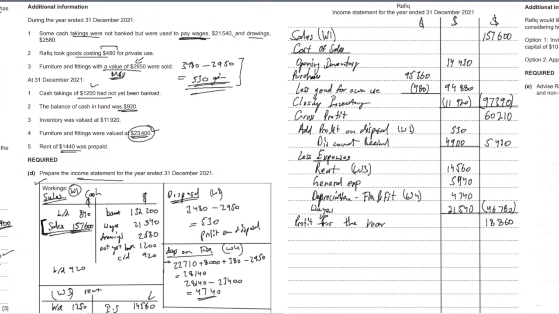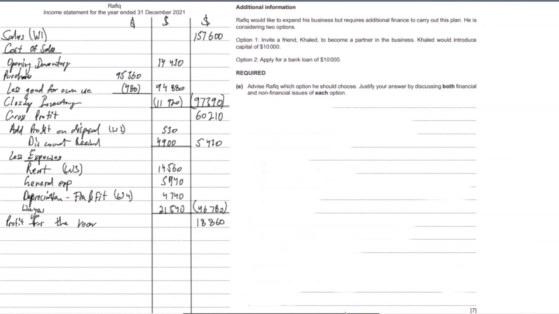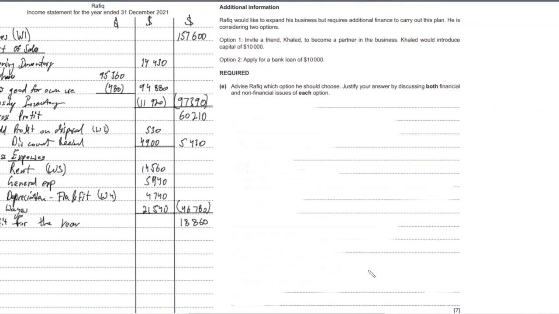Okay, so there is a liquidity problem apparently. That's why I guess he needs a loan, 10,000. For the financial factors, you can say that the loan will have to be repaid with interest. They will have to pay interest on the loan. That's a financial factor to compare the two options, right?